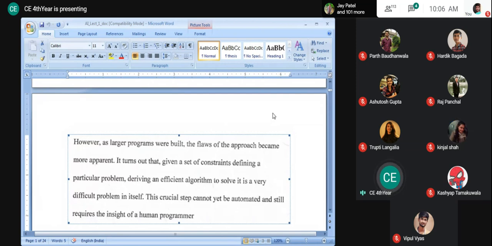It turns out that given a set of constraints defining a particular problem, deriving an efficient algorithm to solve it is itself a very complex task. Thus, the crucial step of automated generation of the algorithm cannot be automated and still requires the insight of a human programmer. State of the art, we are unable to remove the human programmer. Still, human intervention is required. However, some good work has been done and is going on.